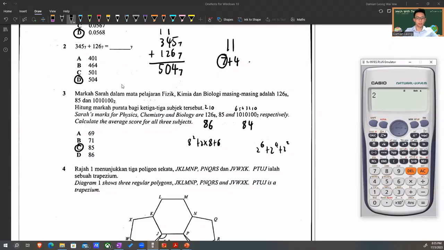Okay, just to let you see: 2 to the power 6 plus 2 to the power 4 plus 2 to the power 2. You see, it's 84.